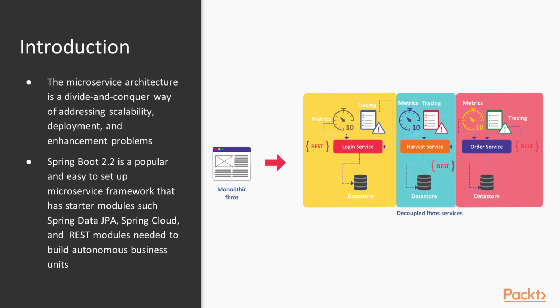A microservice architecture is a robust and scalable divide and conquer way of breaking down a huge monolithic application into smaller autonomous business units. And one of the popular frameworks that supports the building of these microservices is Spring Boot 2.2 platform. Let us now apply this microservice design pattern to our farm harvest management application.